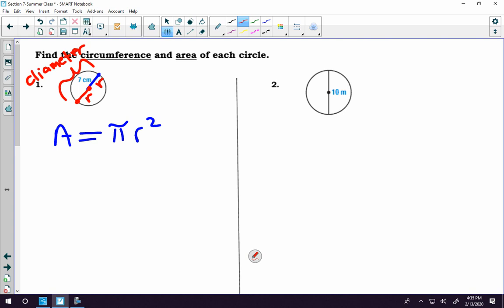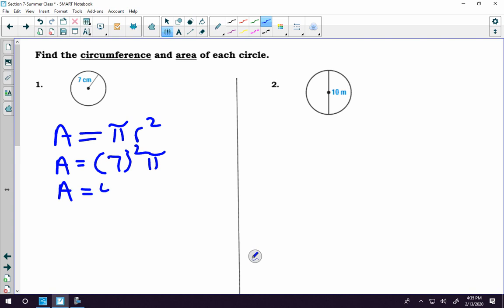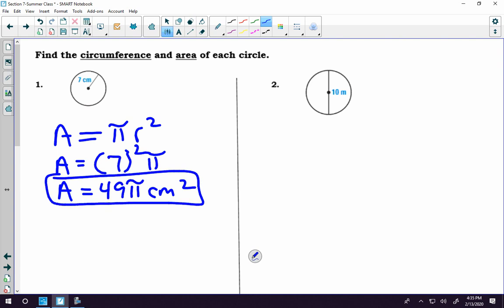So we want to make sure we understand that today. And a diameter is a segment whose endpoints are on the arc of the circle and that goes through the center of the circle. So to find the space inside of this circle, we're going to find the radius value, which is 7, raise it to the second power, times pi. So the area is going to be 49 pi square centimeters. So the area of this circle, or space inside of this circle, is 49 pi square centimeters.